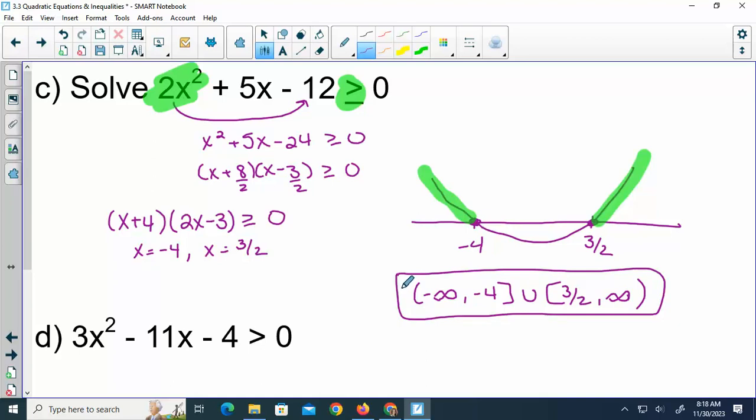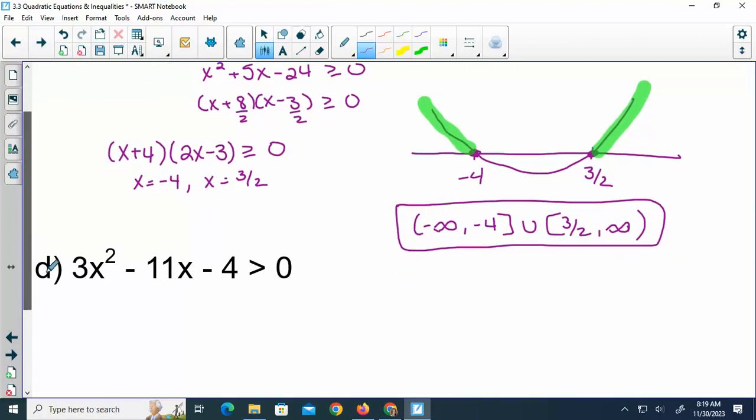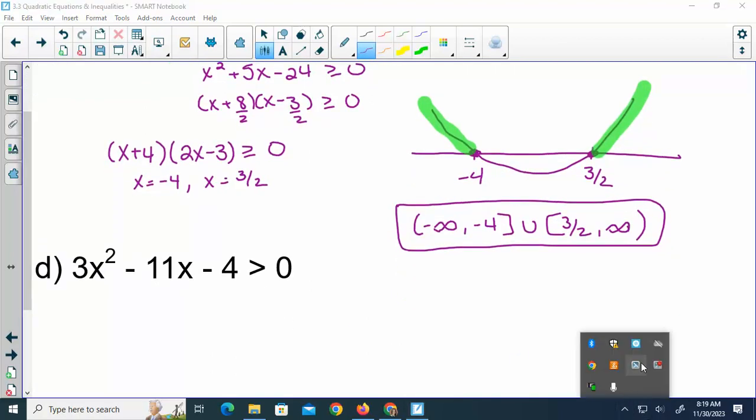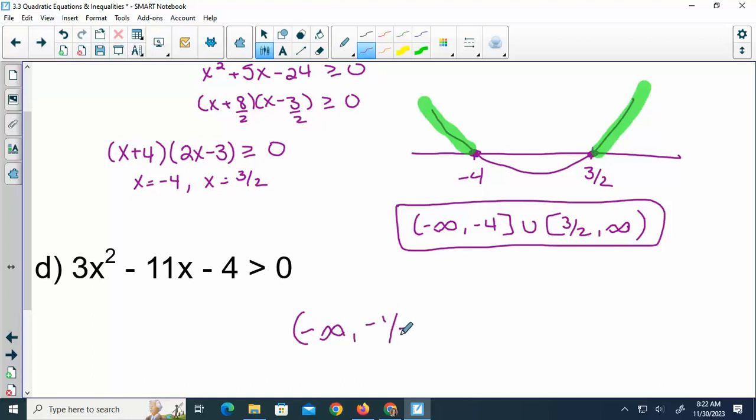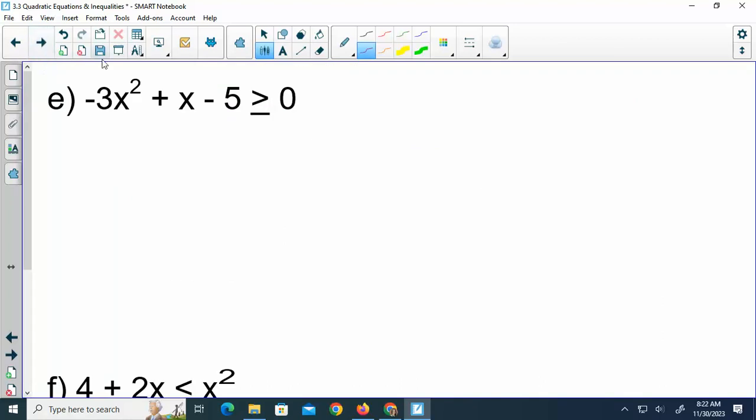Okay. You guys try D. If we all get it, I won't even work it out. We got it. You got negative infinity to -1/3, union 4 to infinity. Walking around, everybody got that with the exception of a couple negatives, and I think we got those fixed. Let's look at this one.